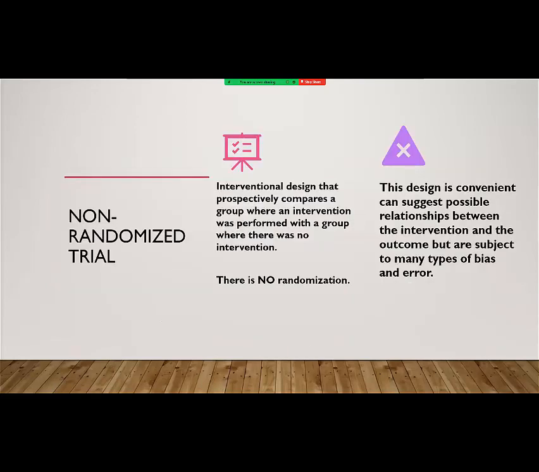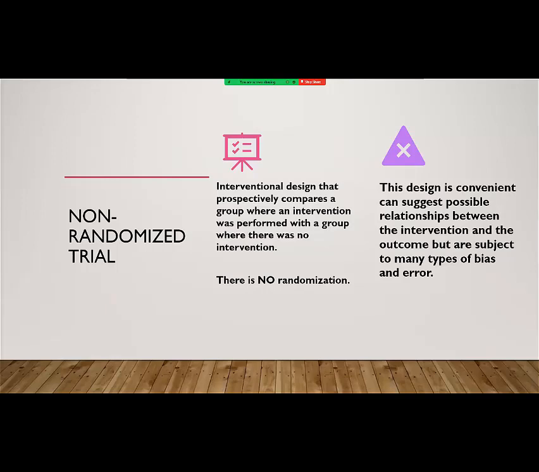A non-randomized trial is comparing a control group to an experimental group, but the assignment of the group is not random. And it can be convenient, but it's really subject to a lot of bias, because when you are not randomizing, there's selection bias and there's information bias. There's a lot of things I think that can come into play that most people don't realize at the time. So randomization really helps to reduce all of those.